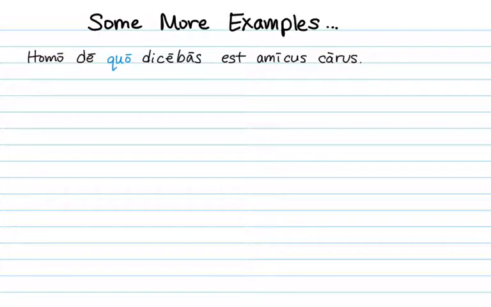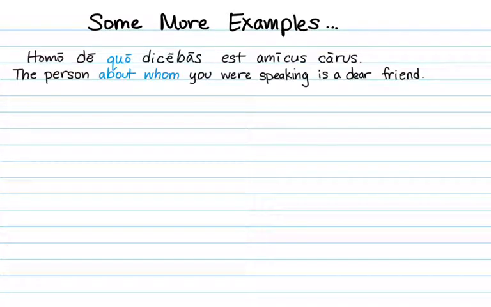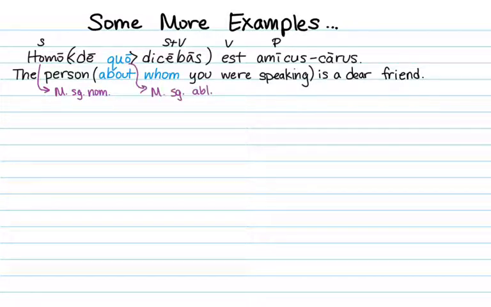So, homo de quo dicebas est amicus carus. The person about whom you are speaking is a dear friend. The main sentence is homo est amicus carus. De quo dicebas is our subordinate clause. Homo is masculine nominative singular because homo is the subject of est. Quo is masculine singular ablative because de takes the ablative. Both are masculine and singular.